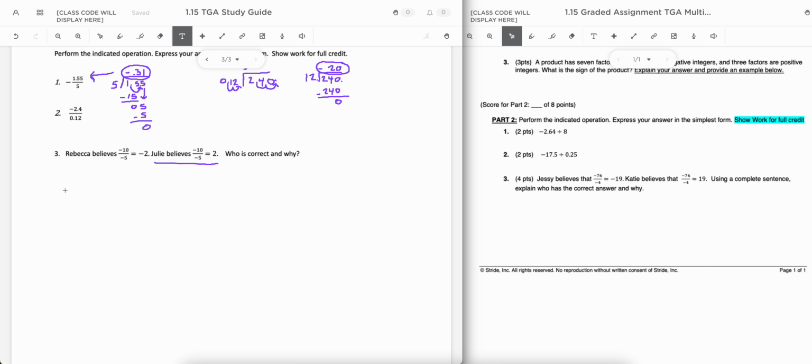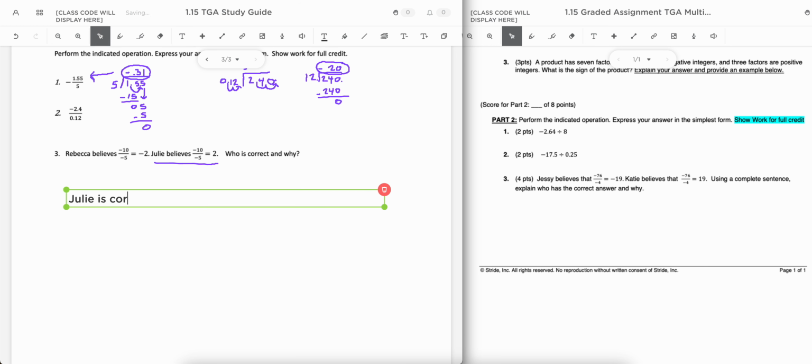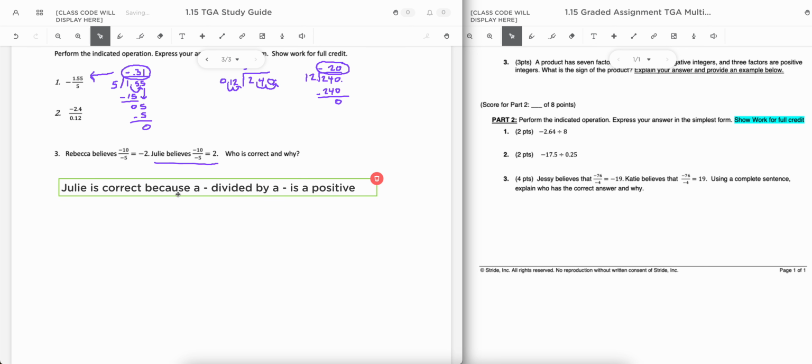Okay, so I'm going to get my text tool here and type out Julie is correct because a negative, I'm just going to use the sign, divided by a negative is a positive. Okay, same thing here. It's actually the exact same scenario.